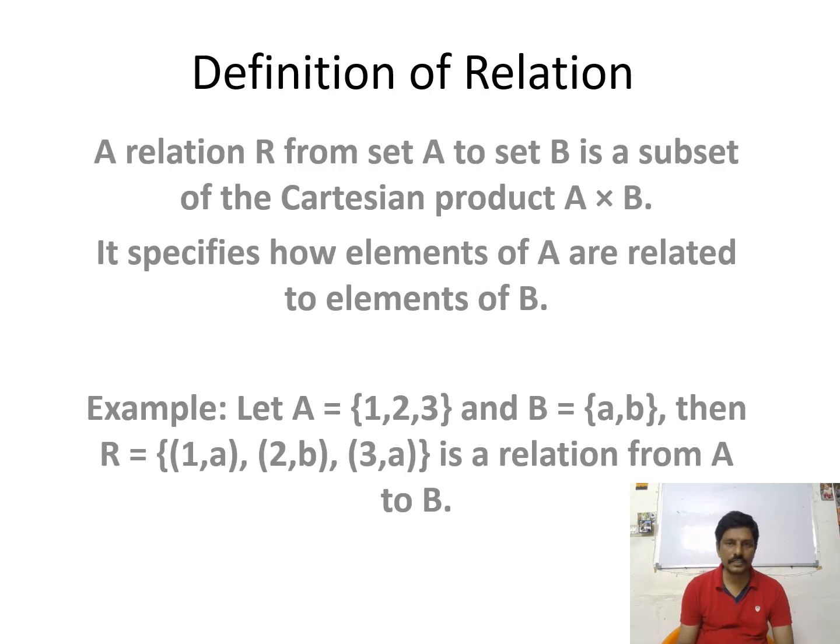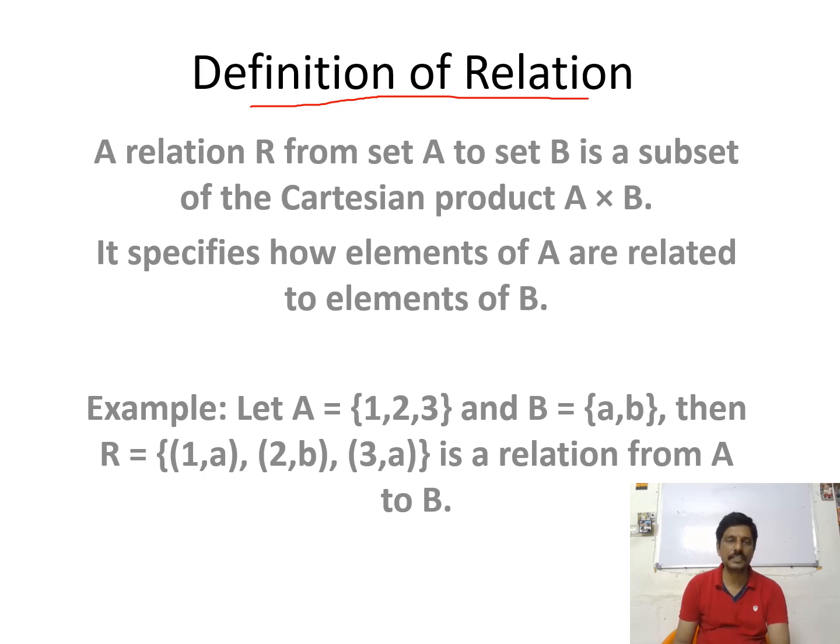So first of all, what is the definition of relation? A relation is defined as an ordered pair. An ordered pair defines a binary relation or a relation. Generally we define a relation as an ordered pair. It is also called binary relation, but simply a relation. But a relation from a set A to set B.